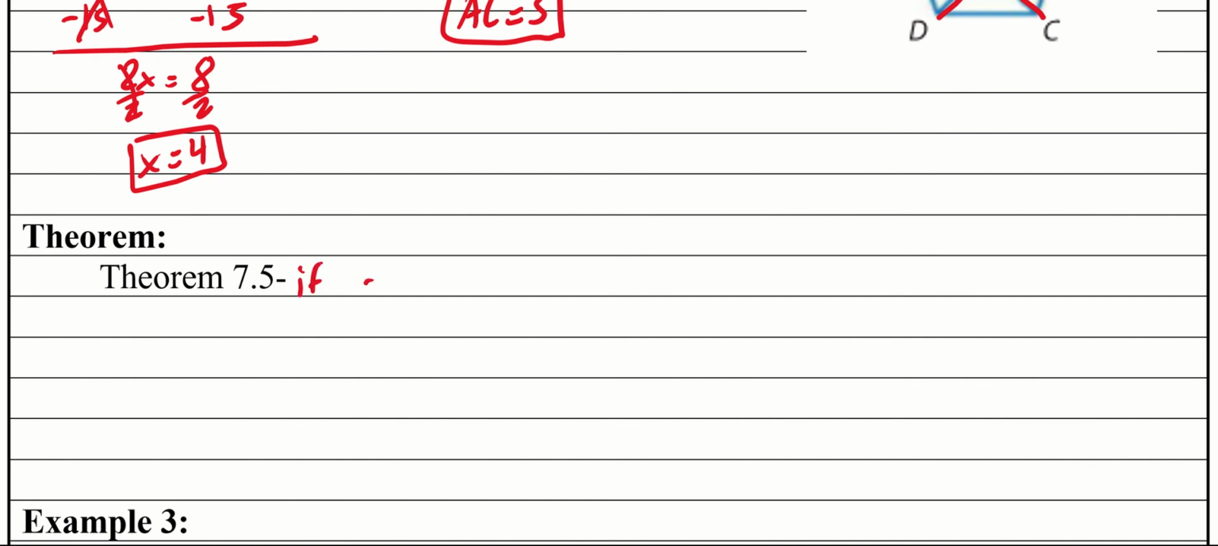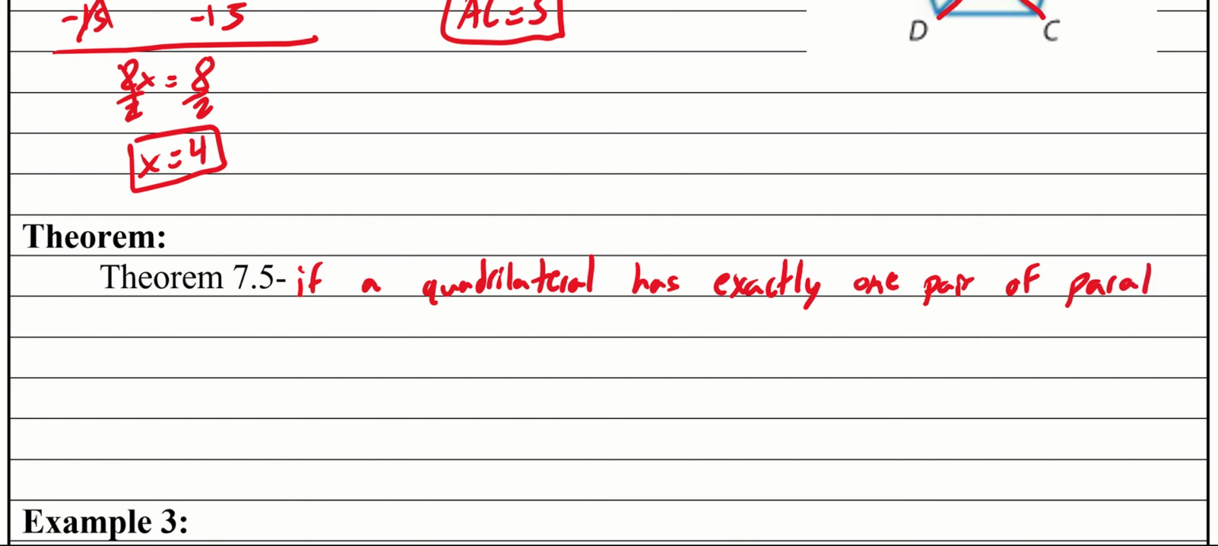We can say if a quadrilateral has exactly one pair of parallel sides, and also if the diagonals are congruent to each other, then the quadrilateral is a trapezoid.